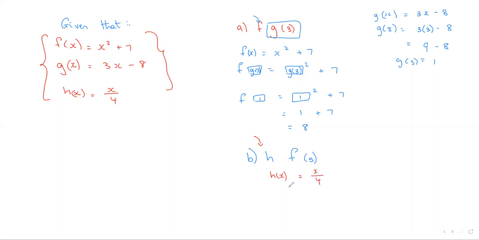Now, everywhere that we have x, I'm going to replace it with a box. And in that box, I'll put what they have next to it, which in this case is f of 5. So everywhere I have x, I am going to replace it with f of 5.